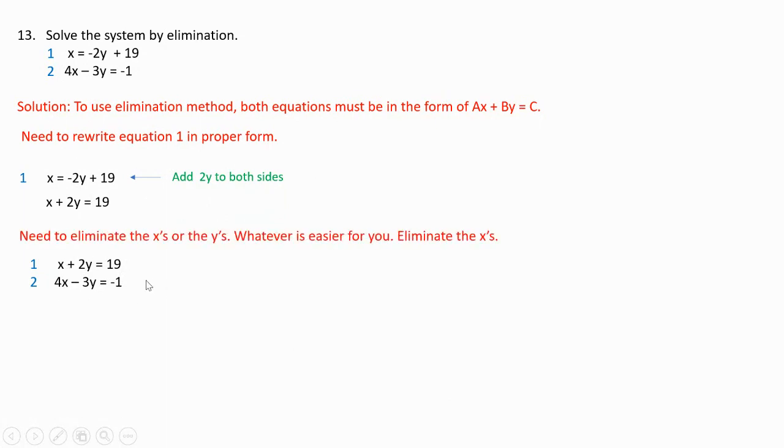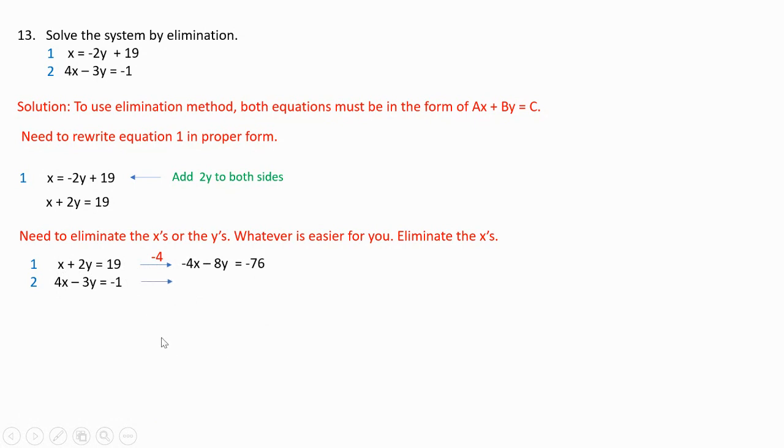But you have to use math concepts, right, that are legit. For example, if I multiply by negative 4, I have to multiply every term by negative 4, or else both sides of the equation by negative 4. So negative 4 times x will give us negative 4x. Negative 4 times 2y will give us negative 8y. And negative 4 times 19 will give us negative 76.